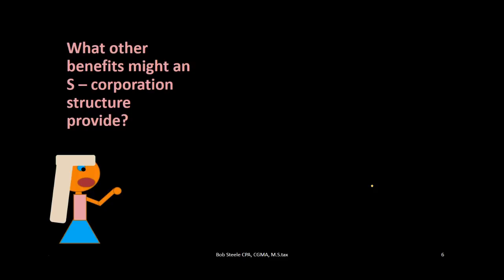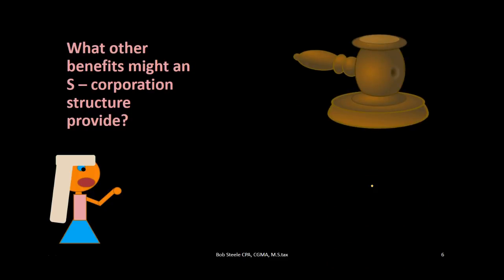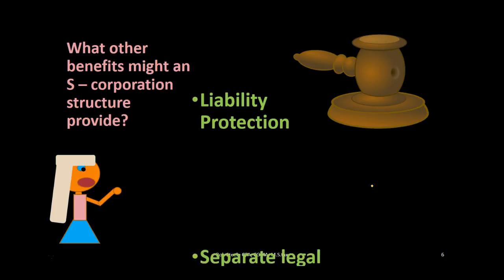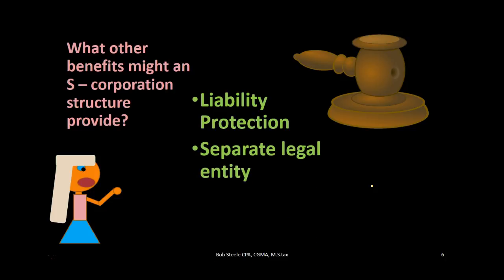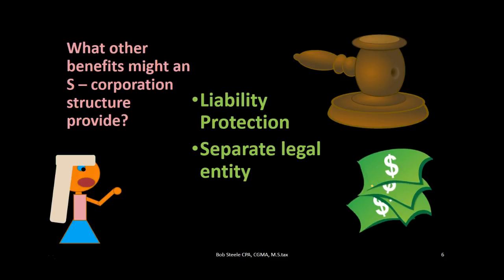What other benefits might an S corporation structure provide? One of the main reasons why a sole proprietor or a partnership might want to have an S corporation is the liability protection, meaning that the corporation is a separate legal entity. Separate legal entity means that if someone sued the company, if there's a liability problem, the idea being that they can only go after the company assets, not the personal assets. That's the major benefit of an S corporation type structure.